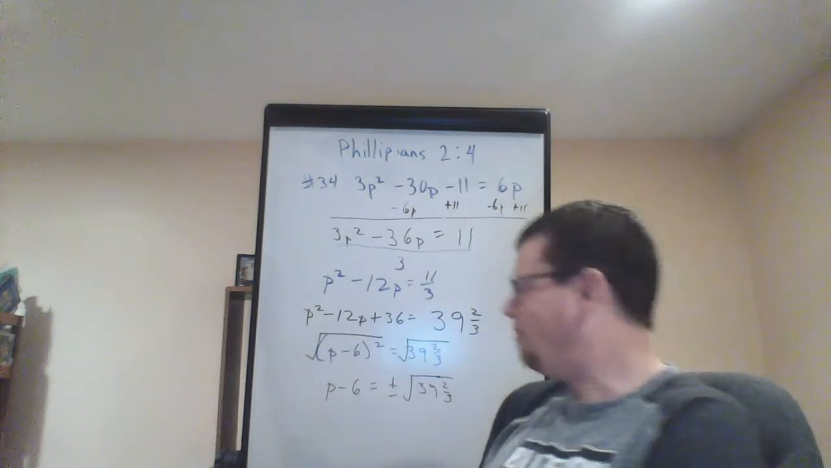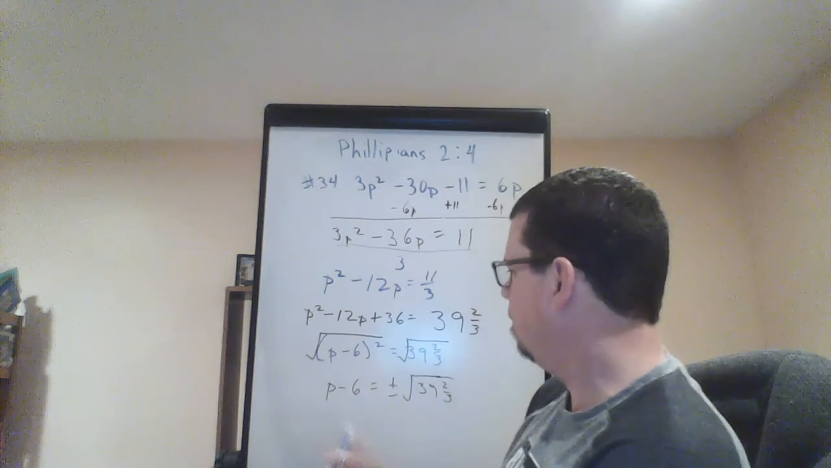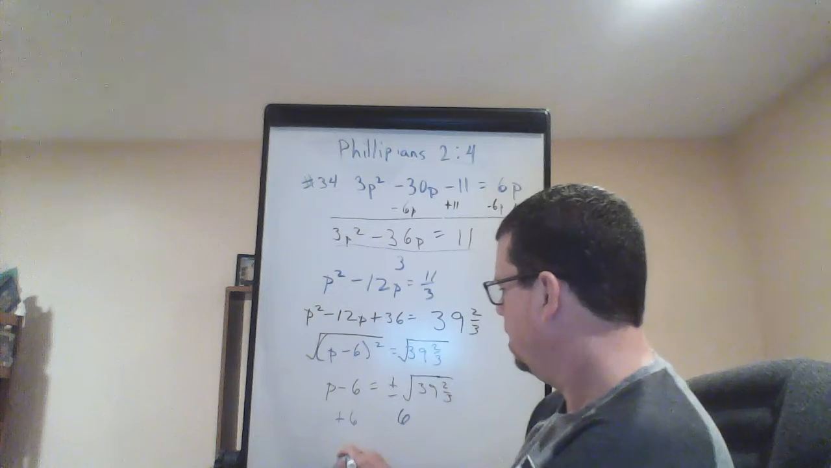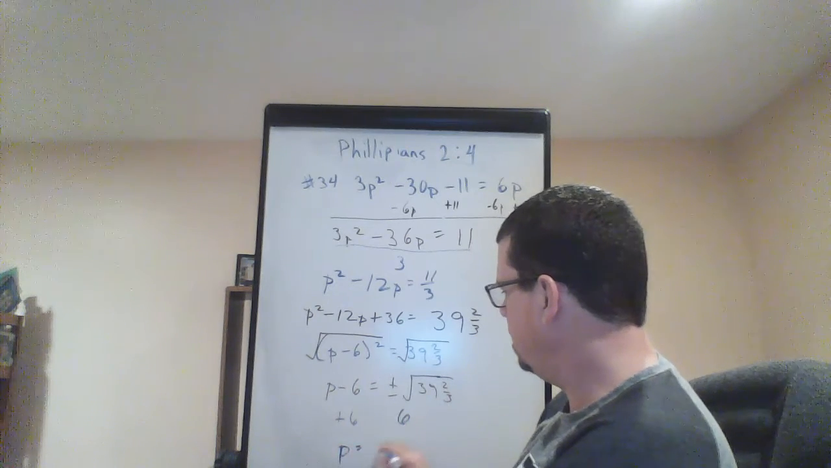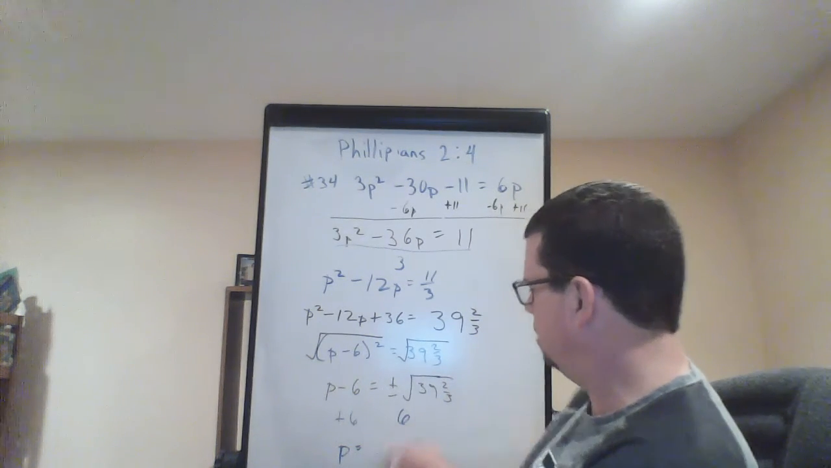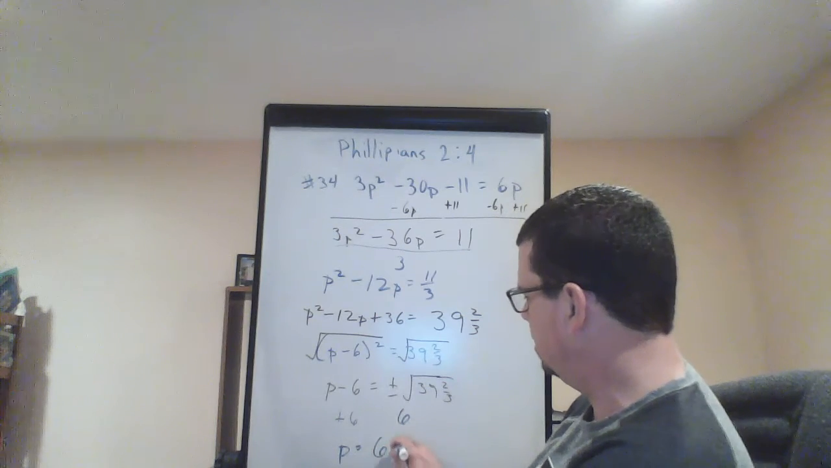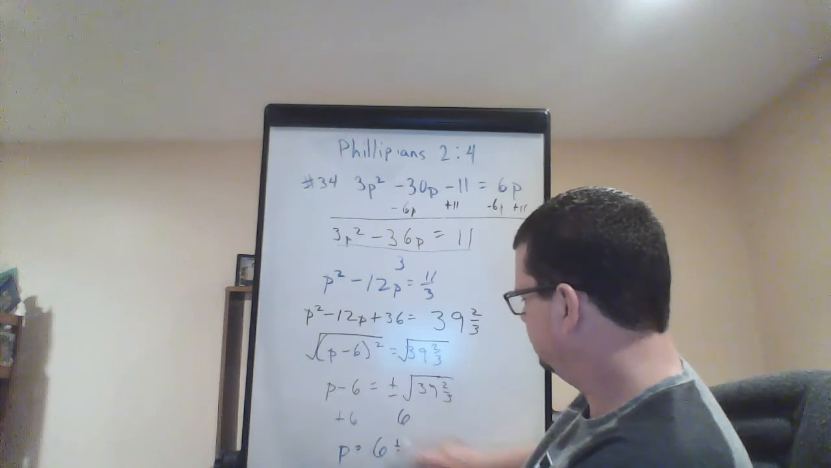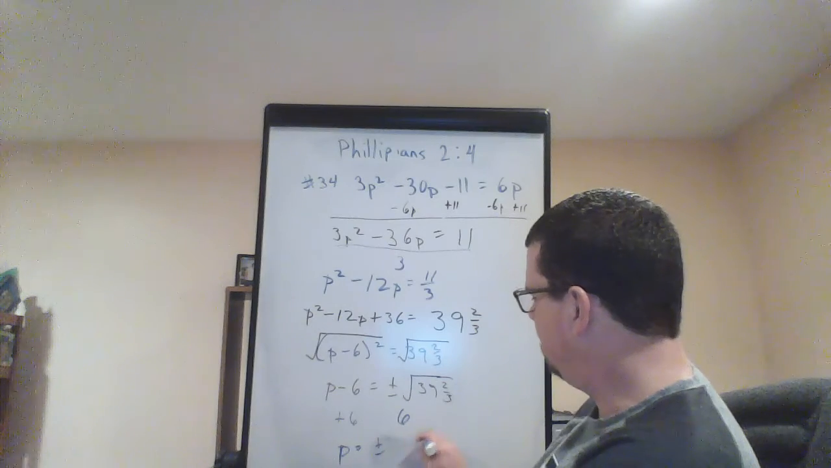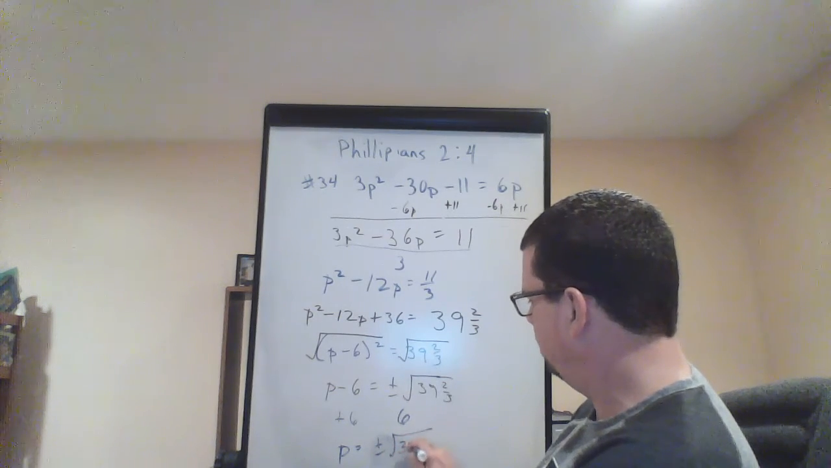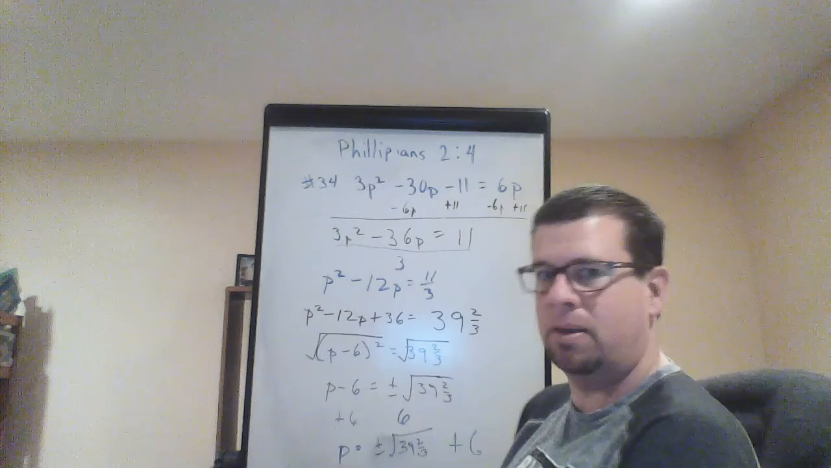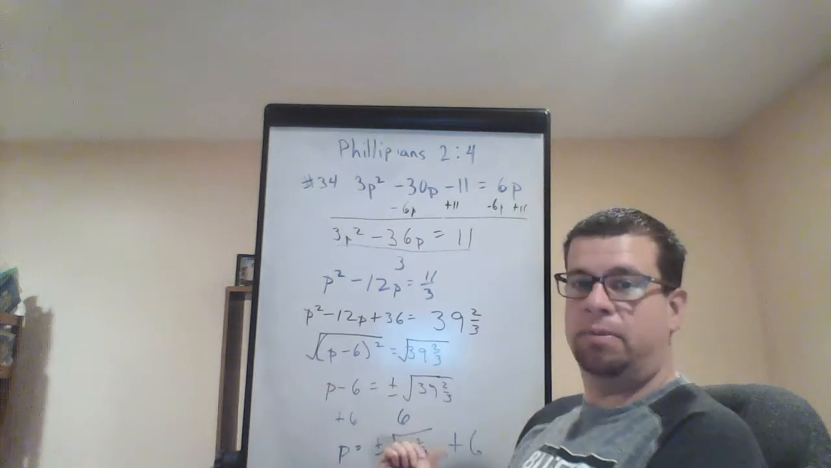And then finally, to solve this to get p by itself, I want to add 6 to that. So p is going to be both the positive and negative root. Typically we write the 6 first, 6 plus or minus. Actually, I'm changing my mind again. I'm going to go back to this: the positive and negative square root of 39 and 2 thirds. And then I want to add 6. And so now this, I can just type in my calculator.